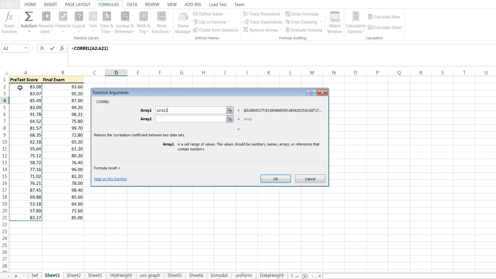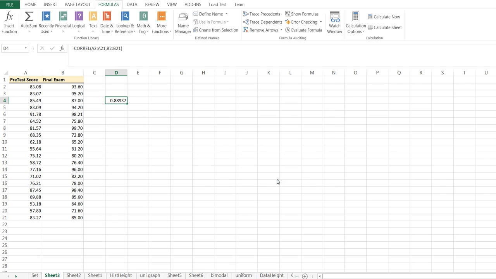I know that A2 is the first value in this particular data set for pretest scores, and I know that A21 is the last value. So this is correct. If I want to, I can also type this in by hand. So for final exam, which is my other variable, the data in there starts at B2, colon, goes all the way to B21. So I can either type it in by hand or I can highlight it with the mouse and then I click OK.